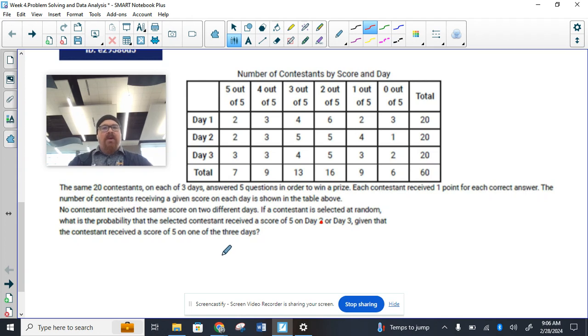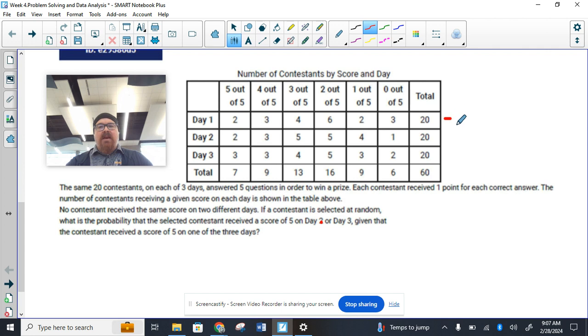Okay. So we have a data analysis and problem solving question. This falls under the quote unquote the hard category according to the SAT suite. So it says here the same 20 contestants on each of 3 days answered 5 questions in order to win a prize. Each contestant received 1 point for each correct answer.